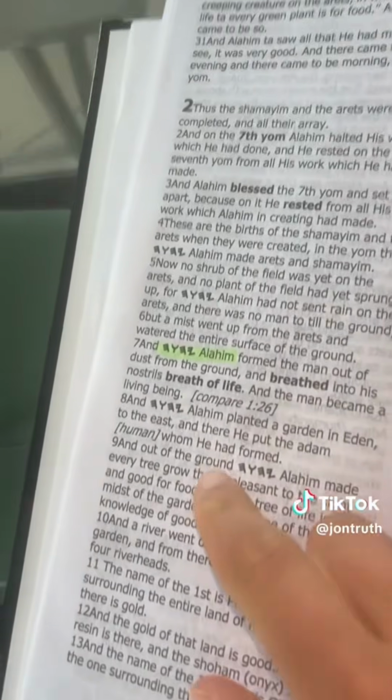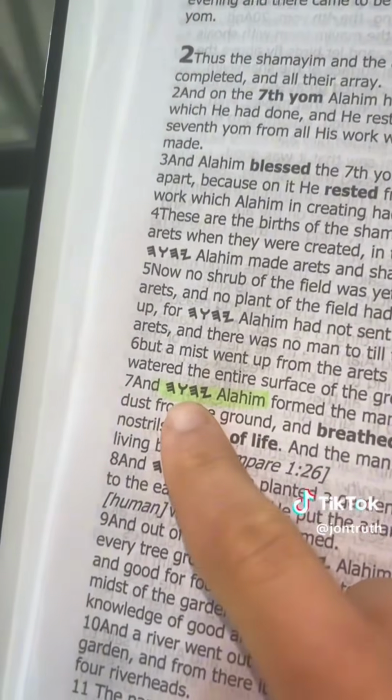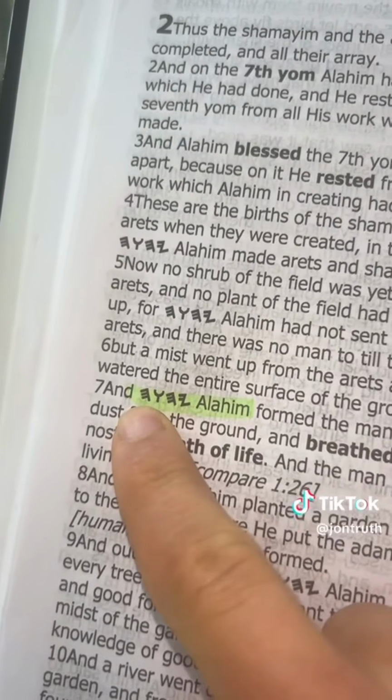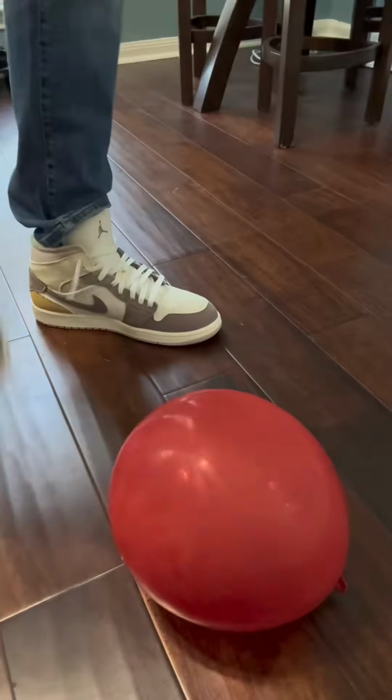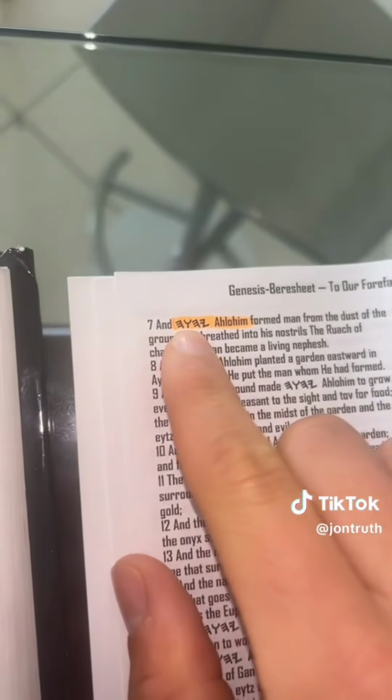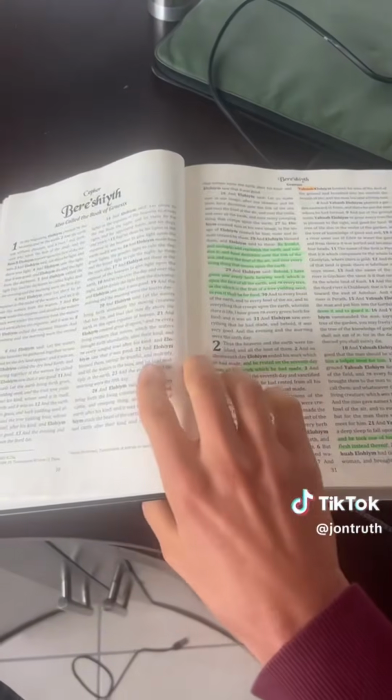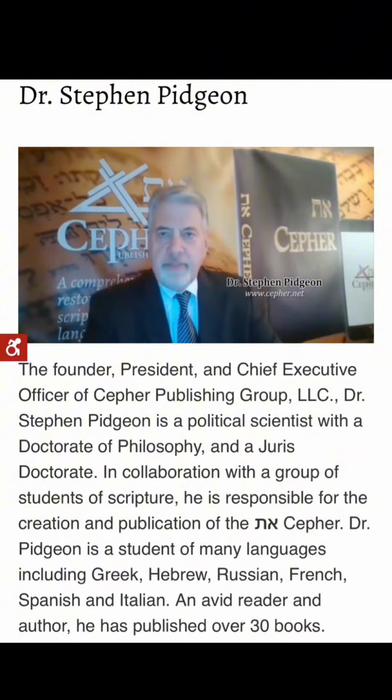And as you can see in Genesis 2:7, they wrote the Father's name in the ancient Paleo-Hebrew, Yahuah. But if I were to go to the Cepher, according to their own website, the Cepher scriptures were written by Dr. Stephen Pidgeon, who is a political scientist with a doctorate in philosophy. I mean, in the words of Kevin Samuels, man, you can't make this stuff up.